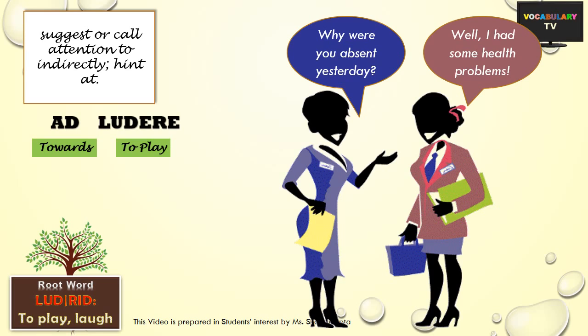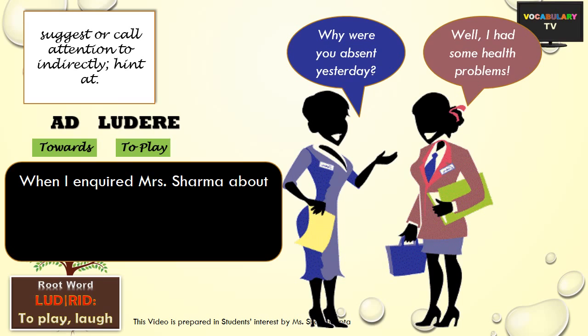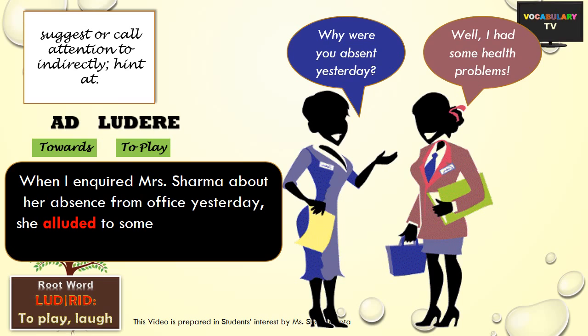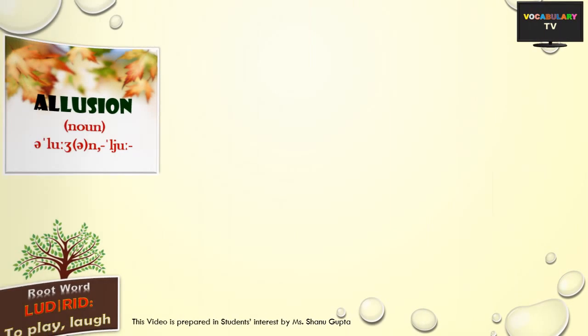The word indirect is important here. Allude should ideally be used when one needs to make an indirect reference, though meanings are largely governed by what's in practice. And dictionaries like Merriam-Webster say that for over a century now, people have been using allude in the sense of to refer to directly, which is neither considered uncommon nor improper. An example sentence is, when I inquired Mrs. Sharma about her absence from office yesterday, she alluded to some health problems without being specific. Allude here means she hinted at or suggested indirectly.